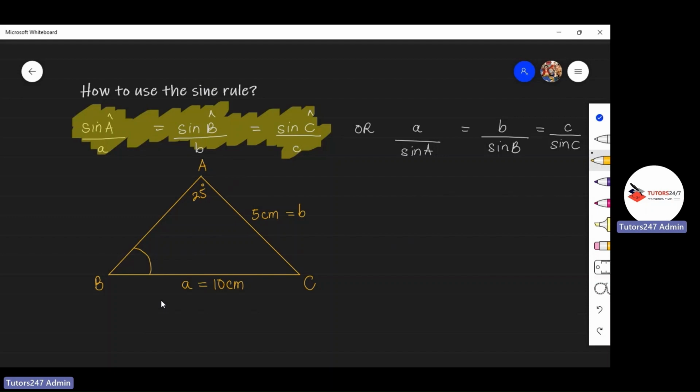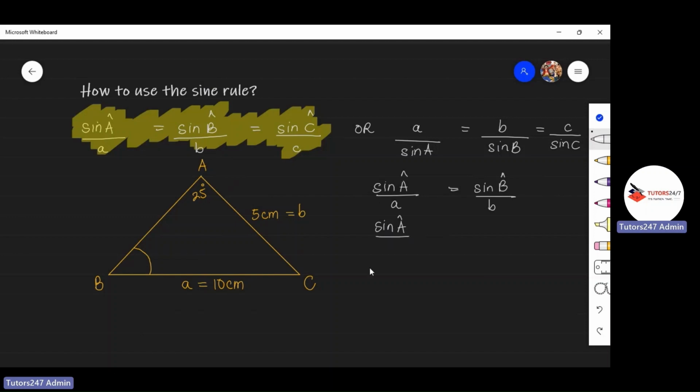Because in order to use your sine formula, you need two angles and two sides, and one of those variables has to be unknown. In this particular case, one of our angles is unknown, which means that we need two sides and an angle. So we are going to use sine of angle A over A is equal to sine of angle B over B.